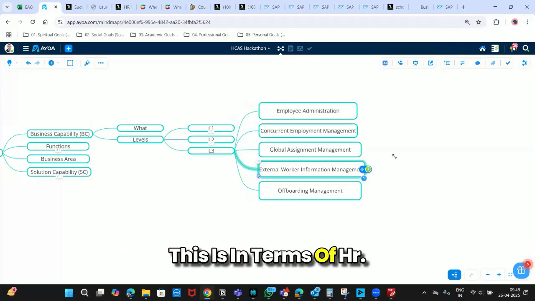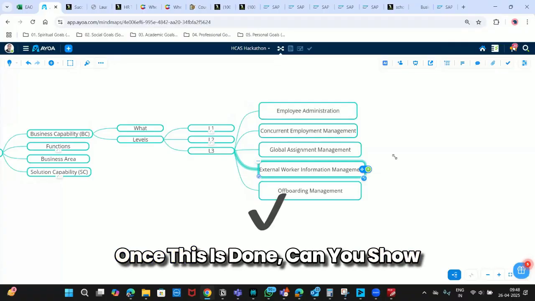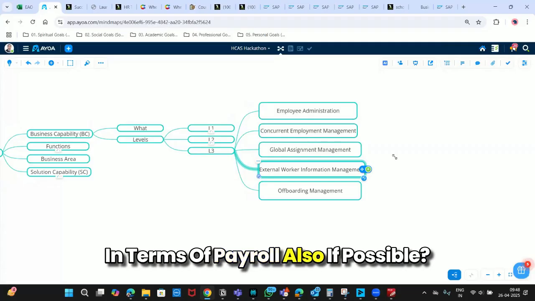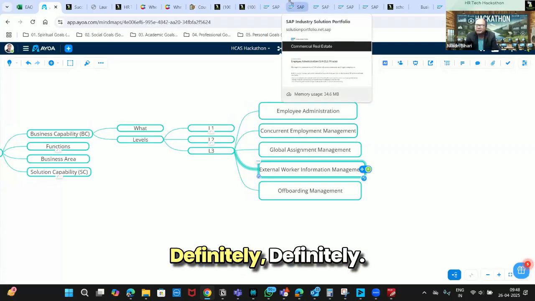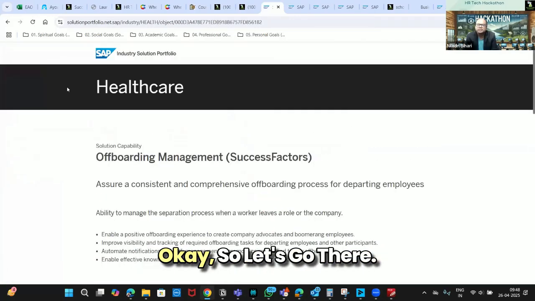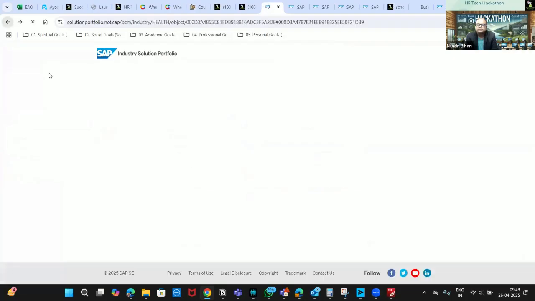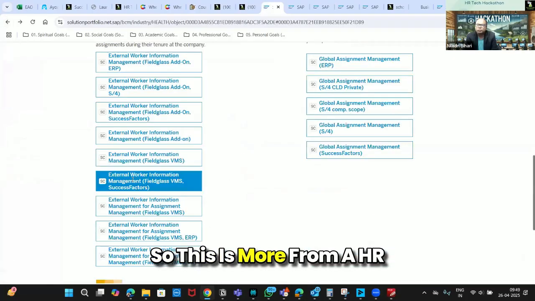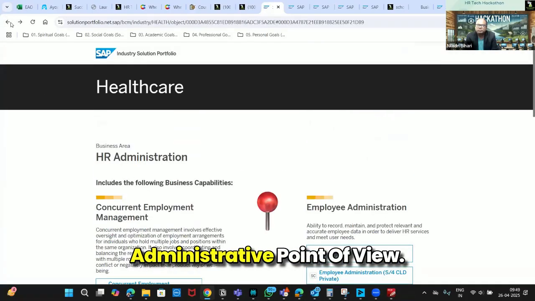This is in terms of HR. Once this is done, can you show in terms of payroll also, if possible? Definitely. I can show you from a payroll point of view how it works. So let's go there. This is more from an HR administrative point of view.